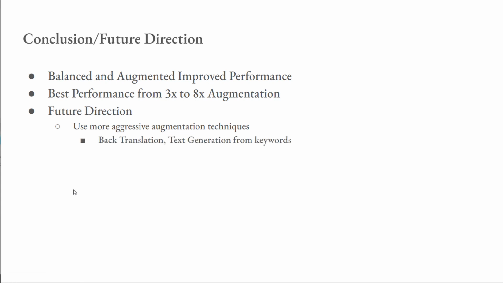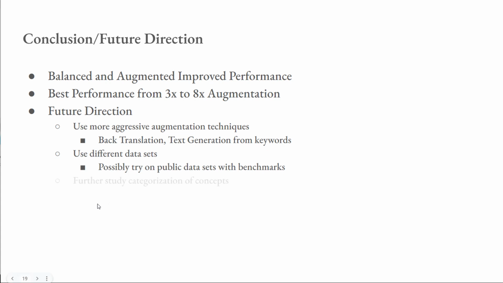We intend to try back translation and generating sentences from just a few keywords. We also intend to try these techniques on different data sets to see if the model generalizes and if we can see similar improvements. We can also try on public data sets to see if benchmarks can be improved upon. Lastly, we'll further study the categorization of concept types to see if that can be improved for classification.